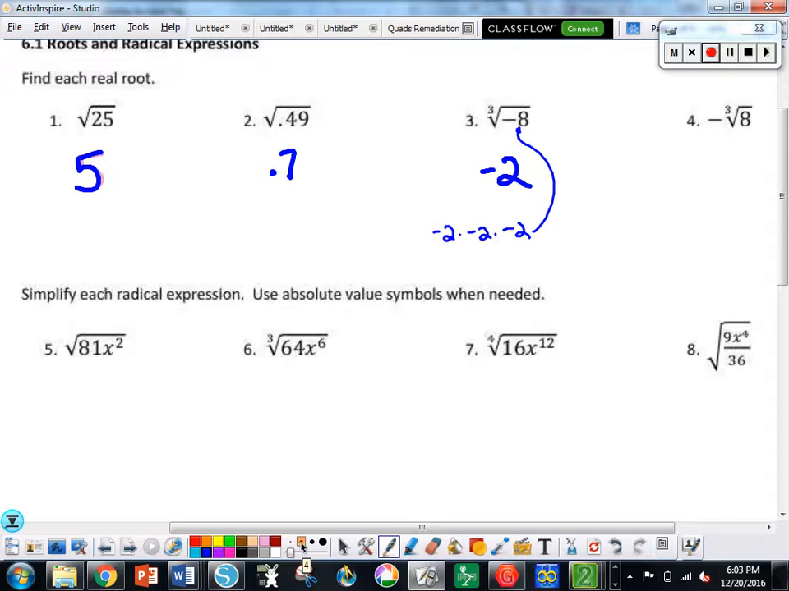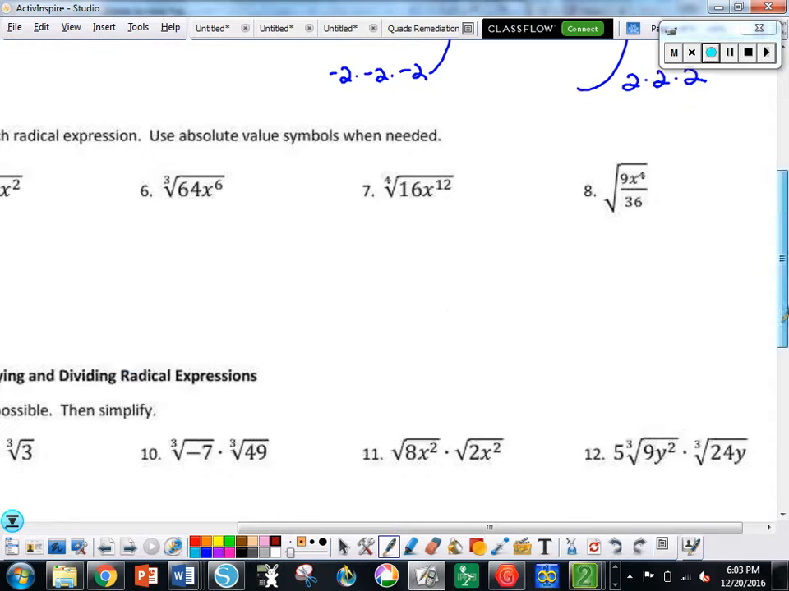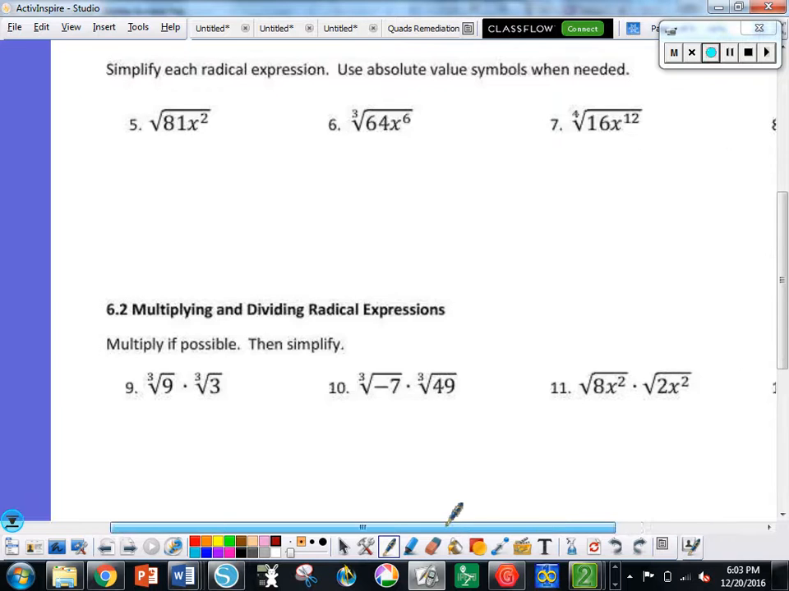And then looking at number 4, this is kind of the same thing. Inside the radical, we're just looking at 8, so it's 2 times 2 times 2, and then you stick the negative out in front. So final answer is -2. Alright. Let's look at the next line then.